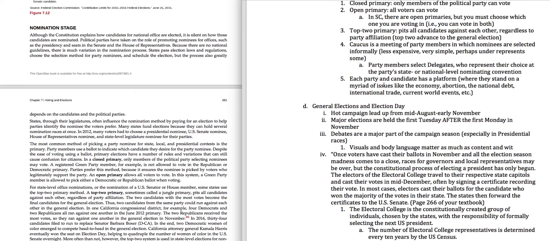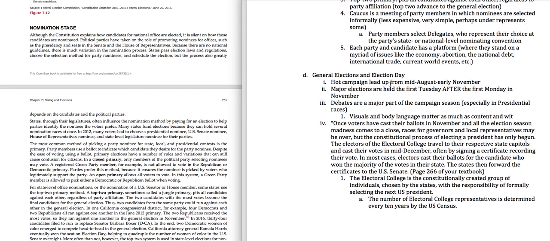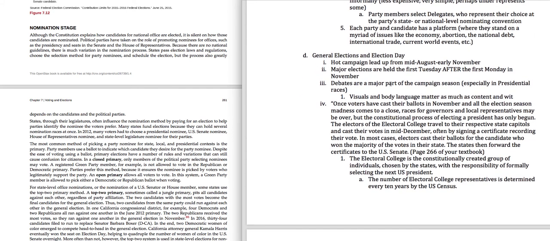It's crazy. Sometimes they pass a hat, and whoever has more wins. It is wild. It is different. So if you're at all interested in this, I beg you to check out the Iowa caucus. It's just different. Party members within the caucus select delegates who represent their choice at the party's state or national nominating convention. So when they run a primary or a caucus, you send people to the convention.